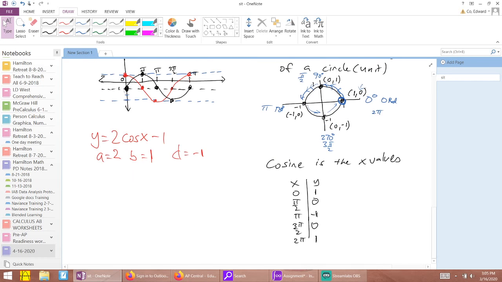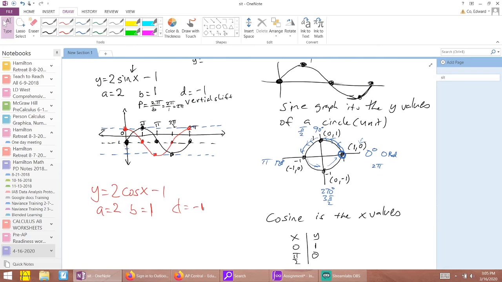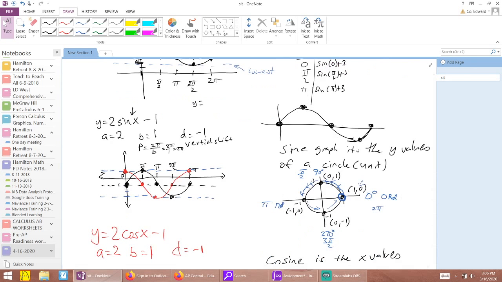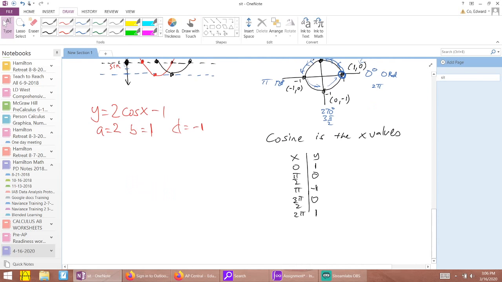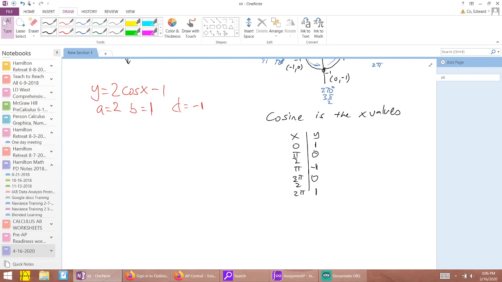So using the skills that we worked on for sine graphs, we use those same exact skills for cosine graphs. Except, notice, sine starts at 0, and cosine starts at 1. In this case, our amplitude. Okay, so if you can graph a sine graph, you can graph a cosine graph because it's the same exact skills.